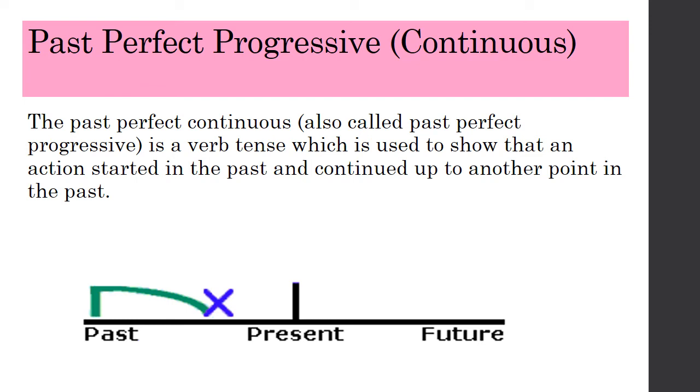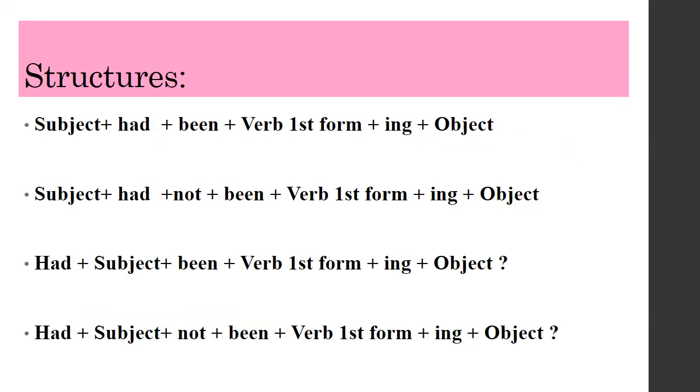Now we are going to discuss past perfect progressive or continuous tense. The past perfect continuous, also called past perfect progressive, is a verb tense which is used to show that an action started in the past and continued up to another point in the past. Here are the structures of past perfect continuous tense.